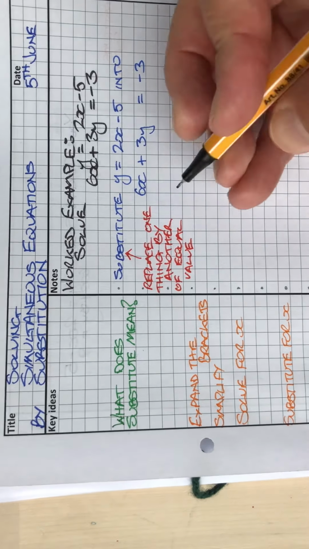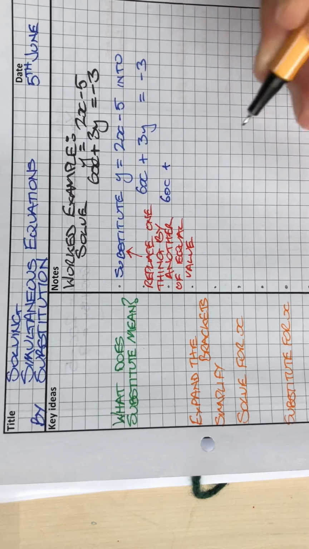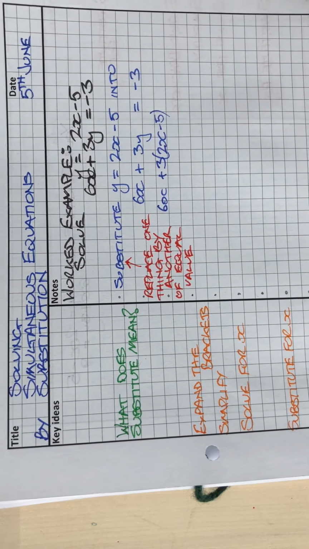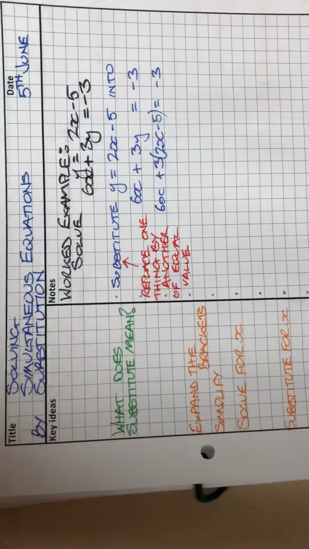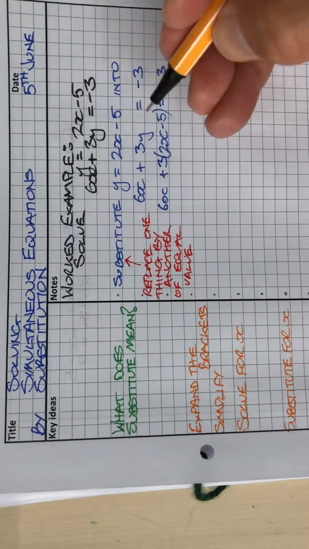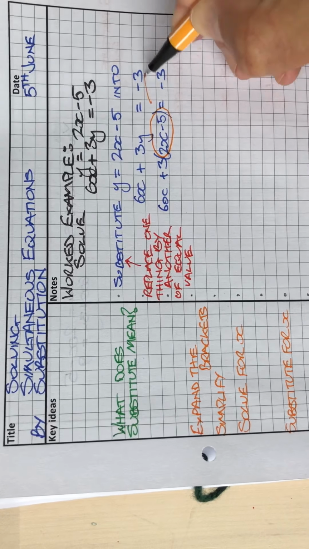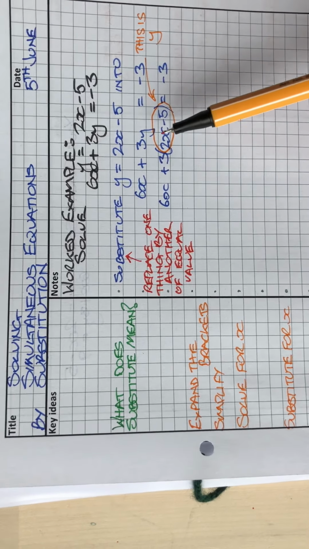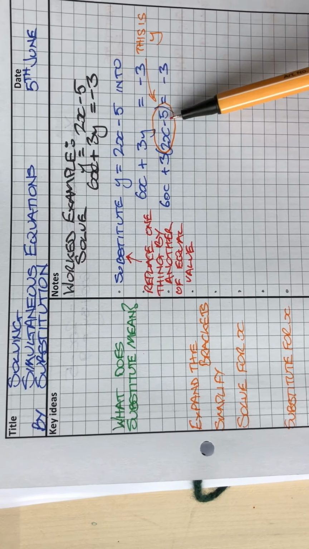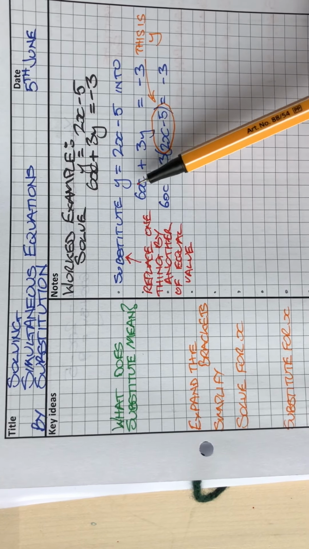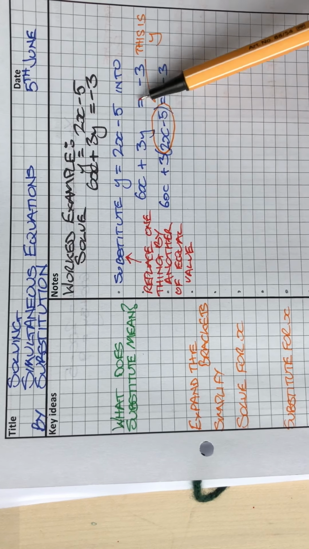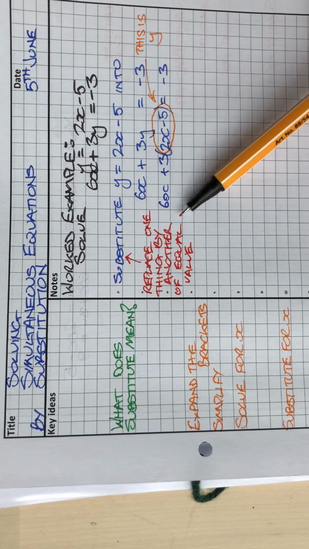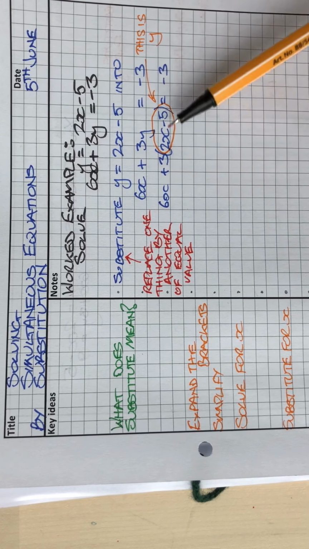Now let's have a look at that. So I've still got my 6x, and now I've got 3 lots of y. So that's 3 lots of 2x minus 5. And that's still equal to negative 3. So this bit here, that is y. So I've replaced y by 2x minus 5. Everything else in this line has stayed the same. 6x add 3 equals negative 3. But what I've done is I've removed y from this equation. So now I've got an equation that only has x in it.